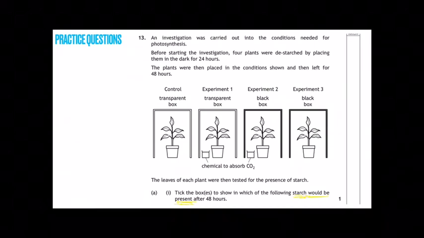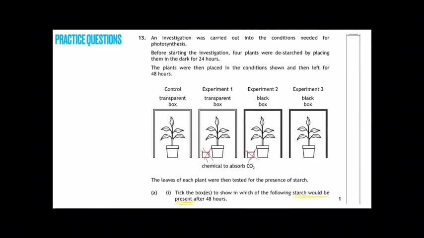Would it be the control, which is in a transparent box? Experiment 1 is a transparent box but with a chemical which absorbs CO2. Experiment 2, a black box so no light can enter, with a chemical to absorb CO2. Or a black box without the CO2 absorbing chemical, which is experiment 3. So pause now and think which one would have starch in its leaves after 48 hours. Press play when you want the answer.